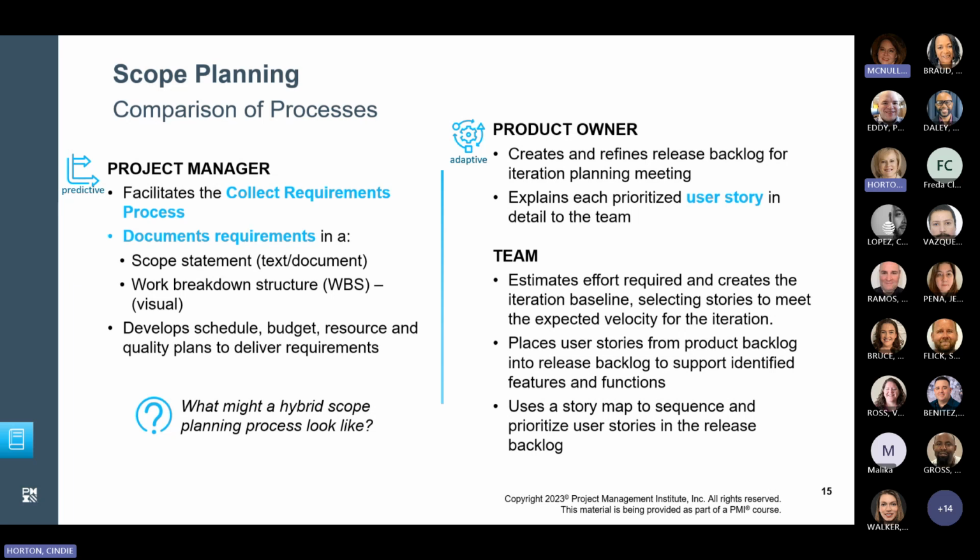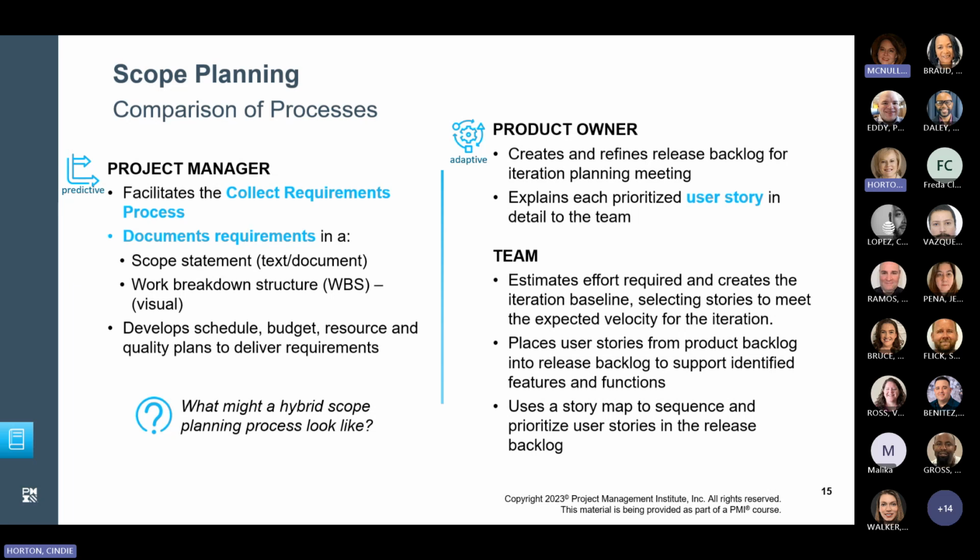Steps in the predictive scope planning process typically center on the roles of the project manager facilitating the collect requirements process, documenting those requirements that include a scope statement and a work breakdown structure, and developing the schedule, budget, resource, and quality plans to deliver the requirements.